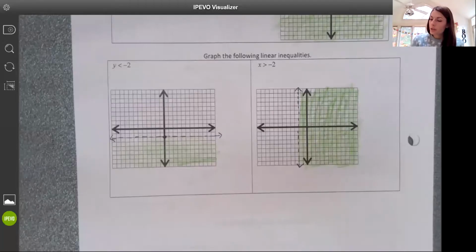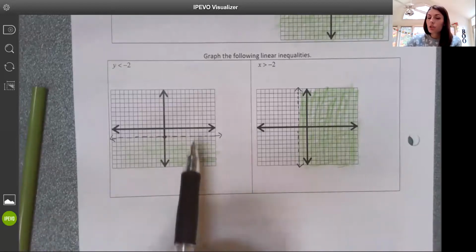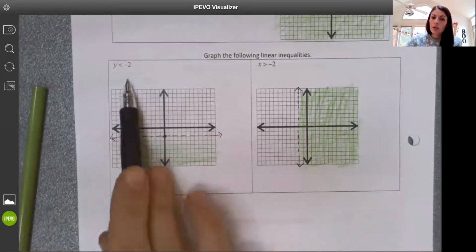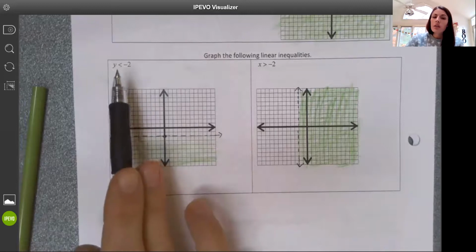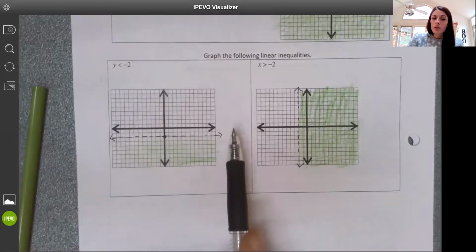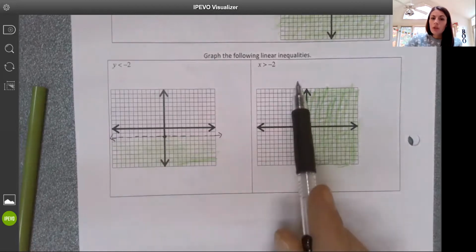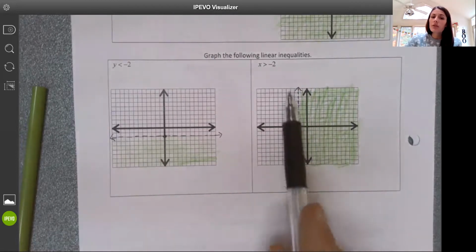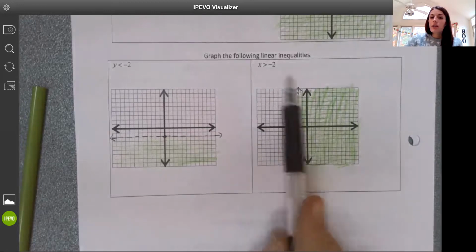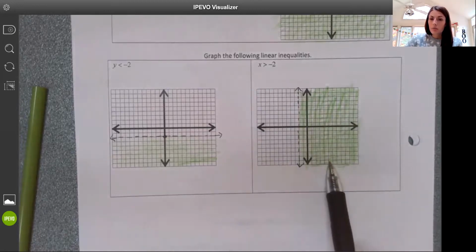Okay, so let's see how you did. For both of these, they should be dashed lines, so check yourself there. They were both non-included inequalities. This is a horizontal line where y is negative 2 and y is less than negative 2, shaded below. Vertical line where x is negative 2, values where x is greater than negative 2 would be shading to the right.